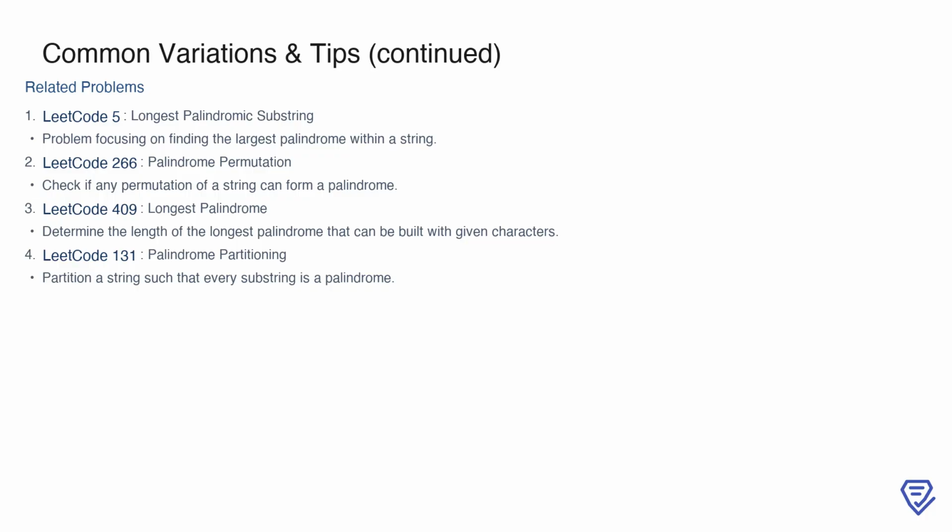Another interesting problem is LeetCode 409, where you determine the length of the longest palindrome that can be built using the characters of a string. This problem blends frequency counting with the concept of symmetry. Finally, LeetCode 131, Palindrome Partitioning, involves partitioning a string such that every substring is a palindrome, showcasing the use of backtracking and dynamic programming to explore and validate substrings. These problems share foundational concepts but often require different strategies, making them excellent practice for building a versatile problem-solving approach.